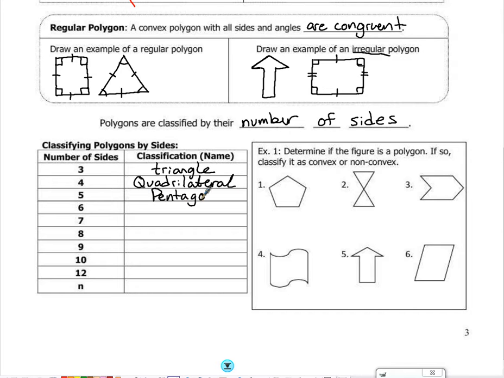Six is a hexagon. Seven would be a heptagon. Eight, octagon, or stop sign. A nine would be a nonagon. Ten, a decagon.